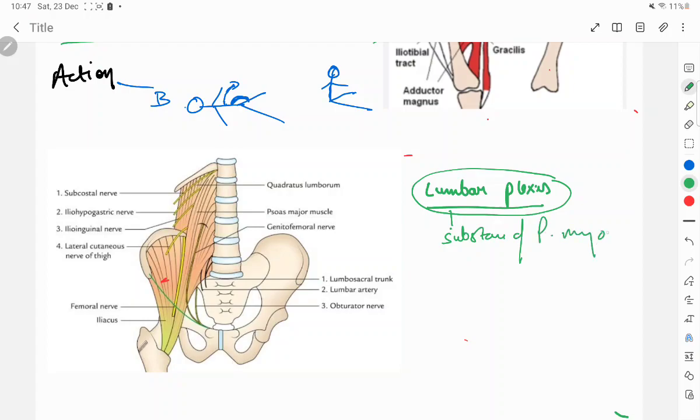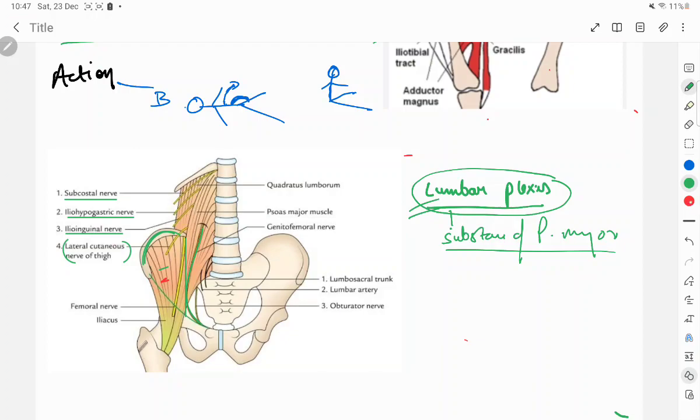The substance of the psoas major muscle is where the lumbar plexus lies. Notice these nerves of the lumbar plexus: subcostal nerve, iliohypogastric, ilioinguinal and lateral cutaneous nerve of thigh. Four of these nerves, from above below, lie parallel to the iliac crest. This fifth nerve, that is the femoral nerve, actually lies between the iliacus and the psoas muscle. Also notice this genitofemoral nerve. This is a thick nerve and this might be confused with an iliacus tendon sometimes.